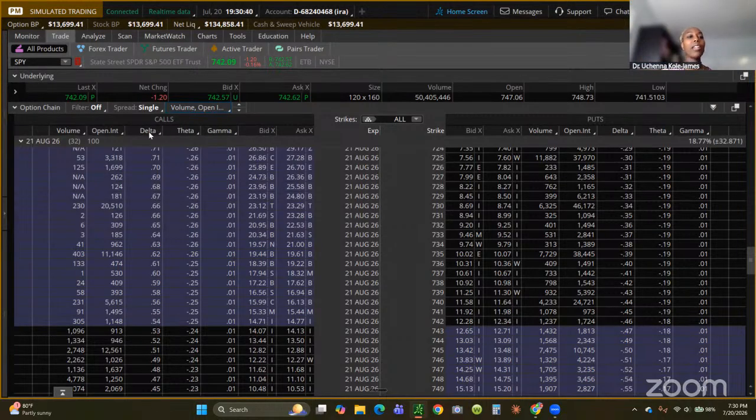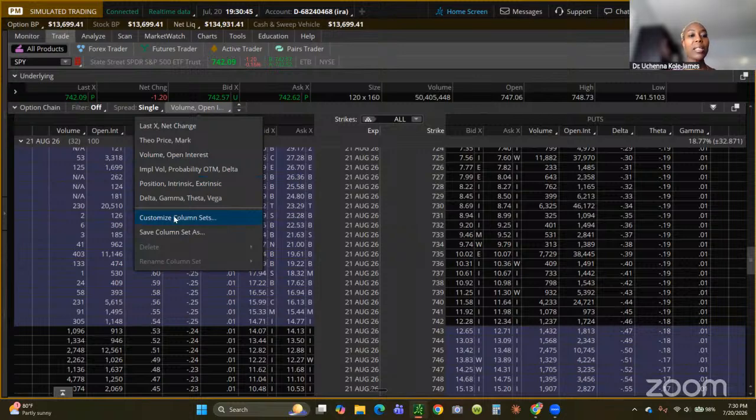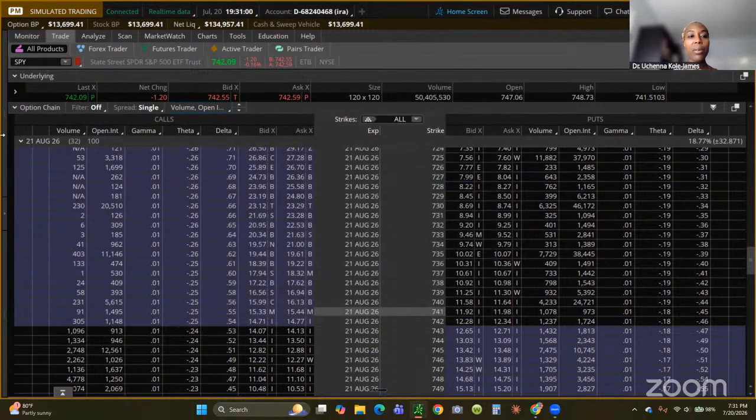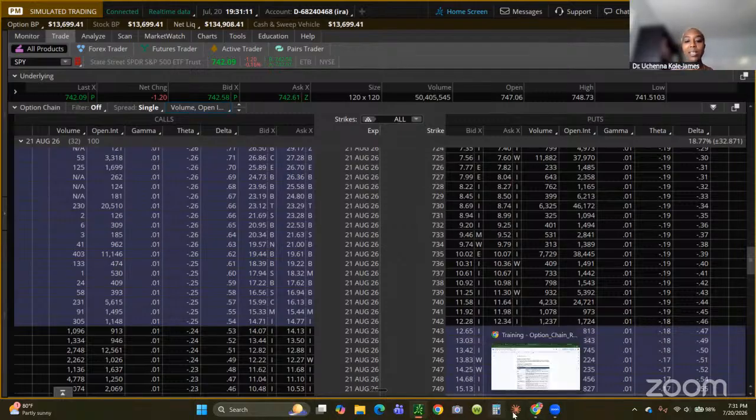Okay. So this is basically it. And if you like your delta closer like I do, what you can do, go back to the customize column set and click on this and then move it down. So use these arrows, move down. I like my theta right next to my delta, then the gamma, then open interest and volume, then hit OK. So now do you see how the delta is next to the bid, then we have the theta and the gamma. So that's how you customize those columns on your option chain. Let's go back to the slides.